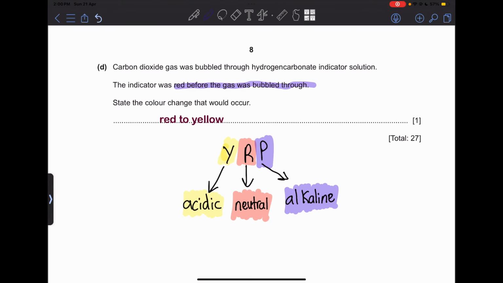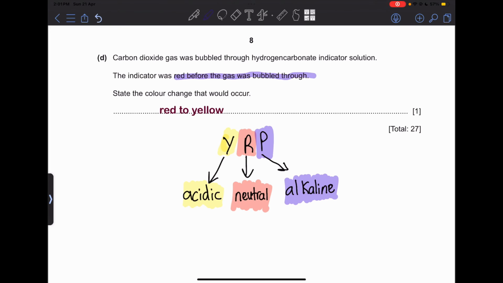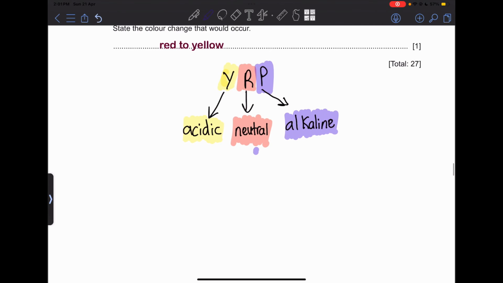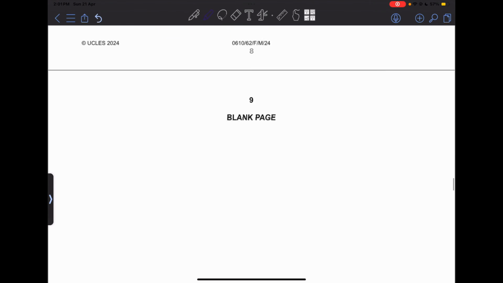So we know that carbon dioxide is actually acidic, so it's going to be turning from red, which is neutral, to yellow, which is acidic. So you have to know the color changes over here. This is very important.